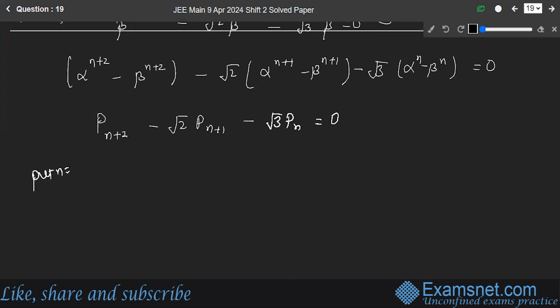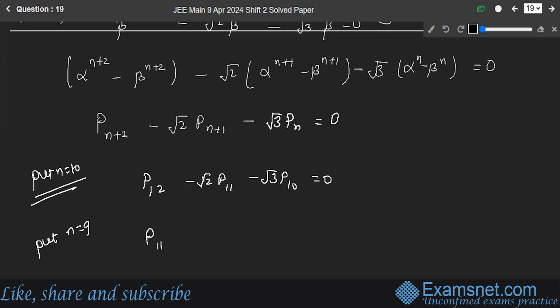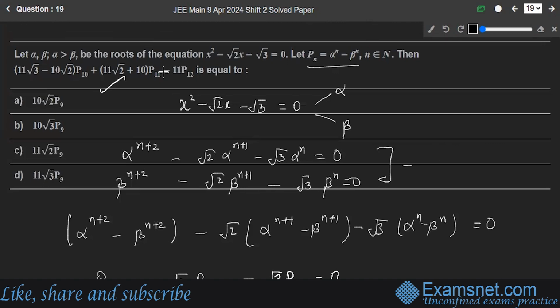Now, let's put n is equal to 10. So this will give me P12 minus root 2 P11 minus root 3 P10 is equal to 0. If I put n is equal to 9, you will have P11 minus root 2 P10 minus root 3 P9 is equal to 0. Now let's consider this expression.